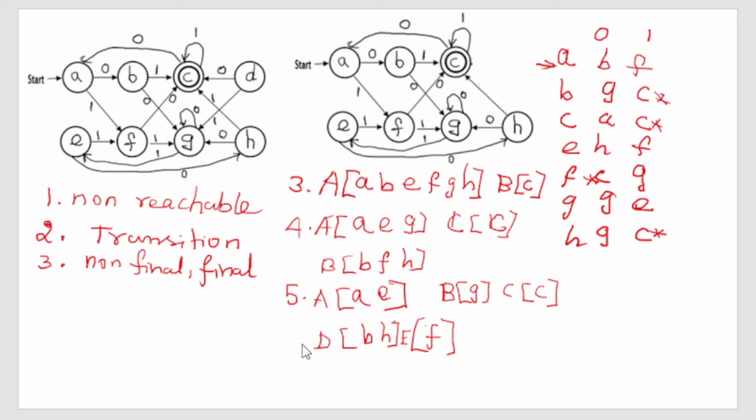Now we have to see how many groups are available. So here A, B, C, D, E. So totally 5 groups are available. So the minimum number of states required to construct the finite state automaton corresponding to this transition diagram is 5. So after this we can draw the transition diagram with the states.